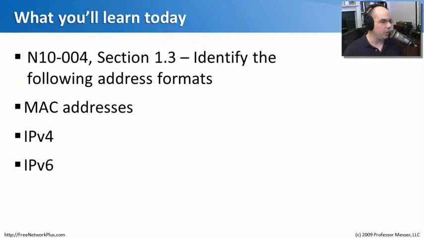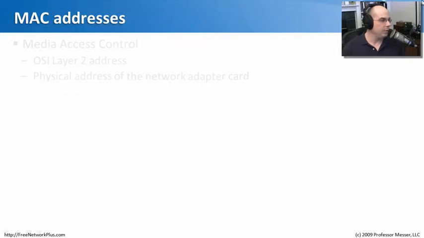Section 1.3 of N10-004 says that we need to identify the following address formats. We need to know what a MAC address is, we need to know what an IP version 4 address is, and we need to know what an IP version 6 address is. So when we're done with this video today, you'll be able to look at any of those and know instantly exactly what those are. We'll start with MAC addresses.